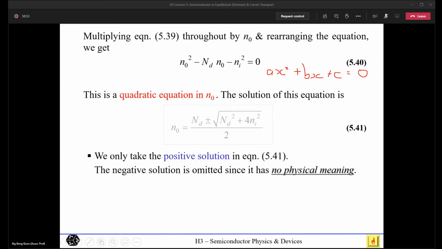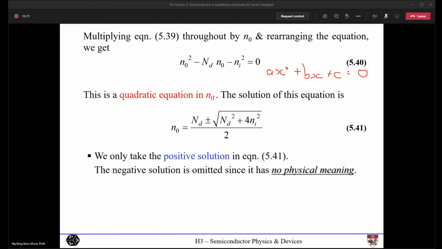If you apply this and solve for N0, you basically get minus b plus minus square root of b squared minus 4ac, over 2a. If you apply that, we get this form here: ND plus minus square root of ND squared plus 4Ni squared, over 2. If you look at the two possible solutions, one is ND plus the square root of ND squared plus 4Ni squared over 2. The other is the negative one, ND minus.